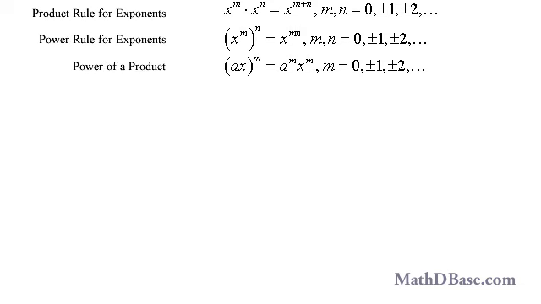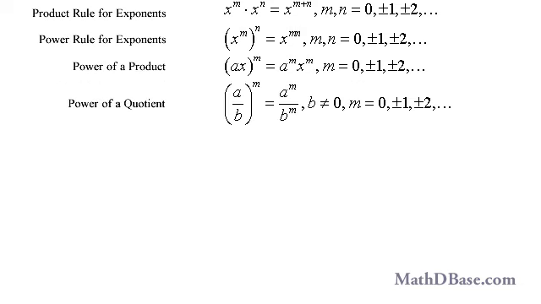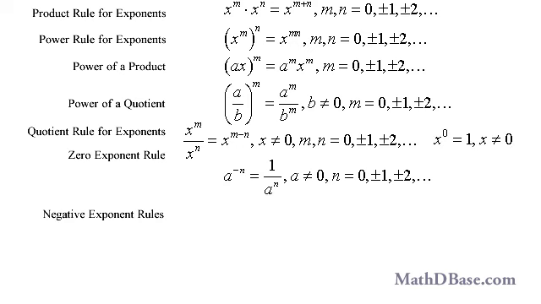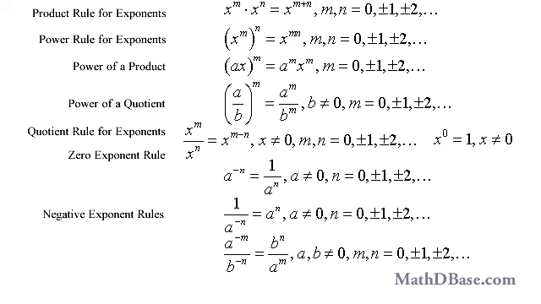In this Anicast, we looked at all of the basic rules of exponents: the product rule for exponents, the power rule for exponents, the power of a product rule, the power of a quotient rule, the quotient rule for exponents, the zero exponent rule, and the negative exponent rule with its variations. All of these rules involve exponents that are integers. In future Anicasts, we will look at rules of exponents involving exponents that are rational and real numbers.